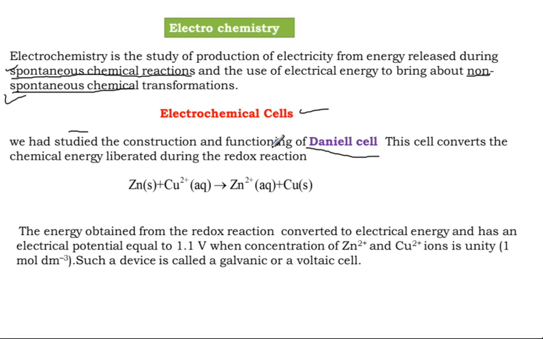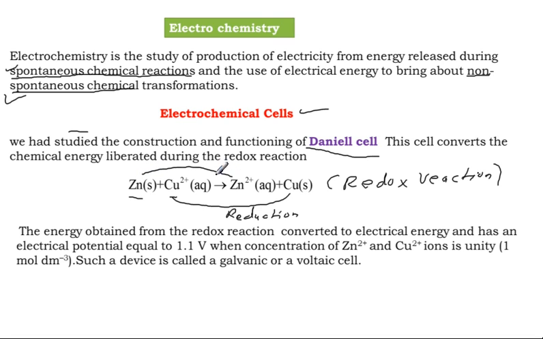We have studied the construction and functioning of the Daniell cell in 11th standard itself. This cell converts chemical energy liberated during the redox reaction. So remember, this is a redox reaction. During the redox reaction, zinc is oxidized to Zn2+, and Cu2+ is reduced to copper. This is a reduction. The other half is oxidation. So both the reduction and oxidation occur in the single reaction. So this is known as a redox reaction.